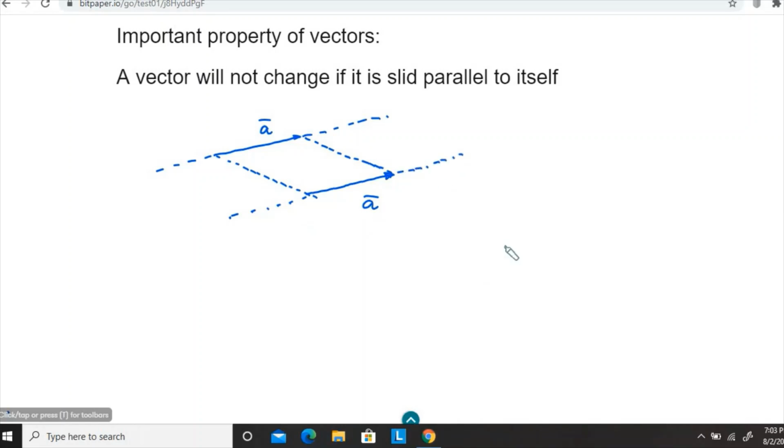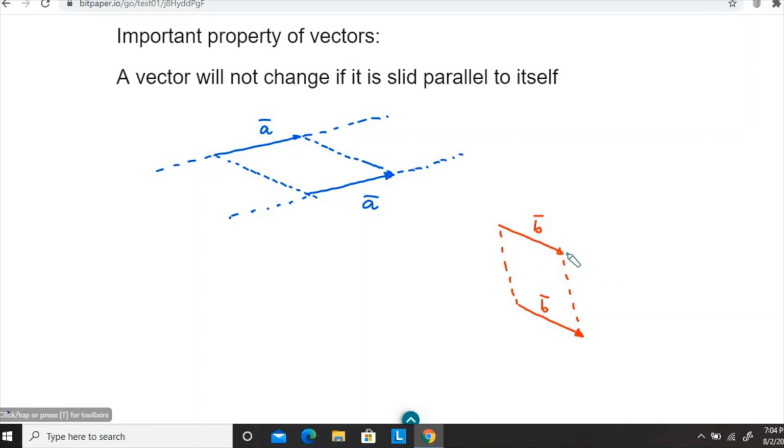Let's look at another example. I'm going to draw vector B like this, and again I'm going to slide this vector. So these dashed lines, I'm drawing these dashed lines as guidelines to correctly slide the vector, and after sliding, the vector is over here. You can see its direction is the same, its size is the same, but the line of action has changed. But that's not going to change the vector. So this is the same vector.